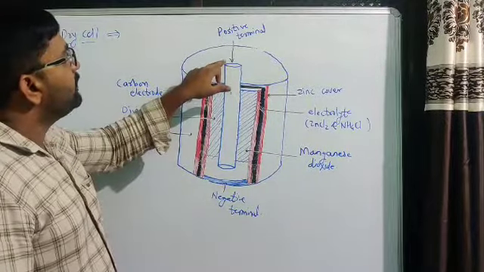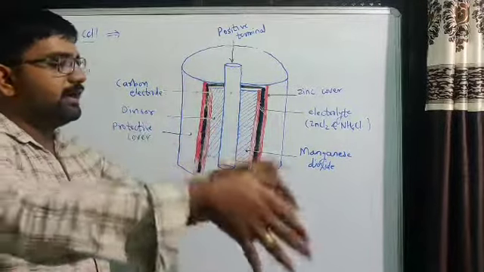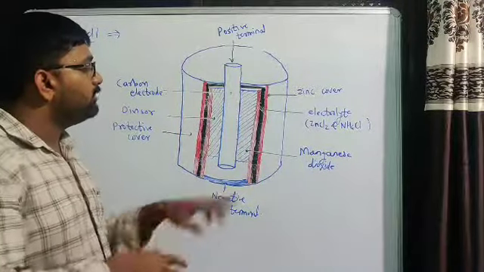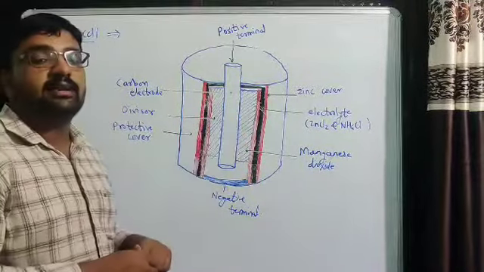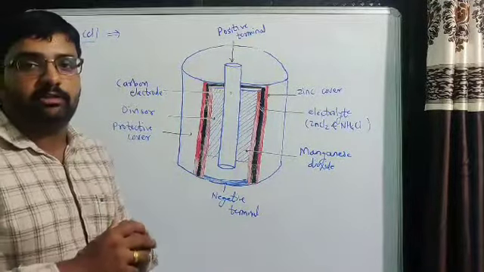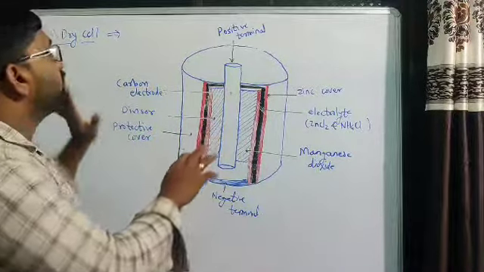This is the positive terminal of the cell, this is the negative terminal of the cell, and we just have to connect this cell in any electric circuit. Then, due to this chemical reaction, charges are generated and electric current flows through that particular circuit. So that much we have to remember about the dry cell.